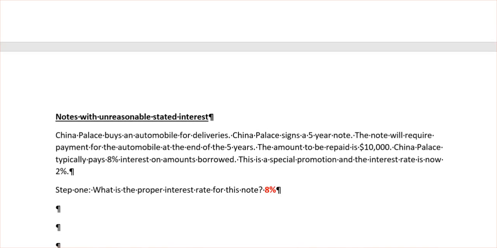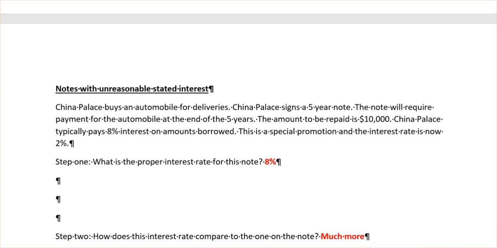We have another one here. This gets a little more complicated. So here we have them buying it. In this case, the only difference between this and the other problem is a special promotion and the interest rate is 2%. So in this case, we're going to have another cash flow, and the cash flow is the interest that they're going to pay. How much interest are they going to pay at the end of every year? They're going to pay 2%, and 2% of 10,000 is going to be $200.